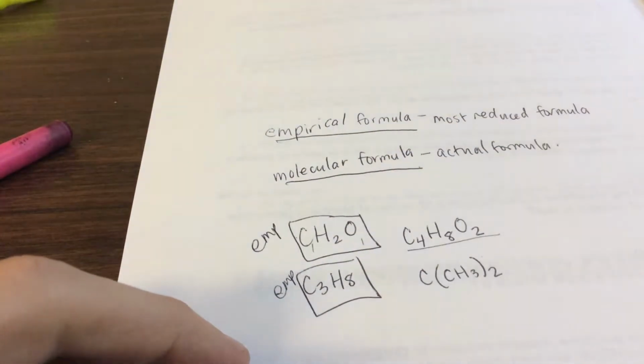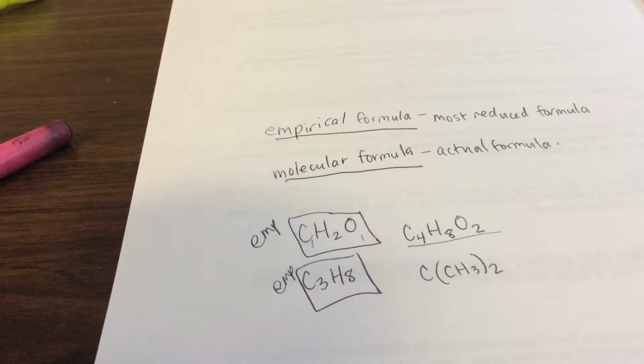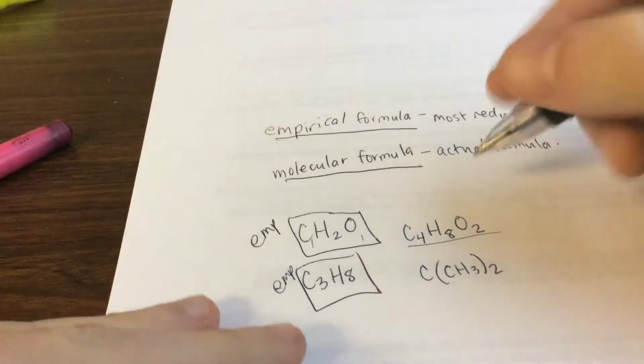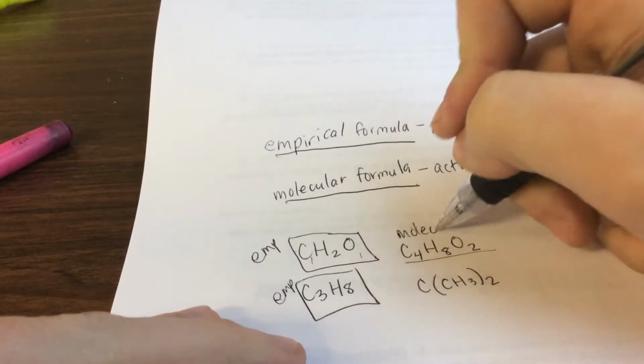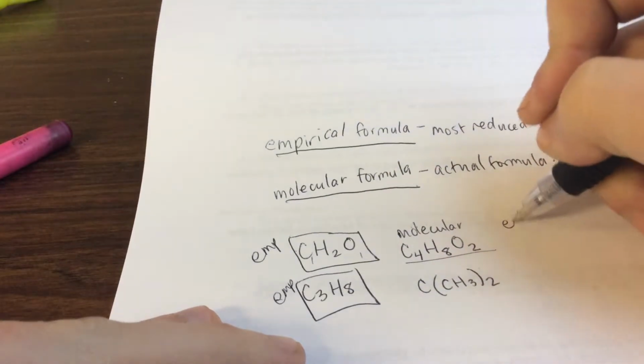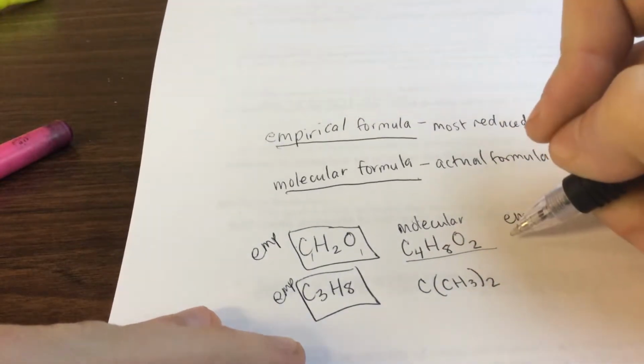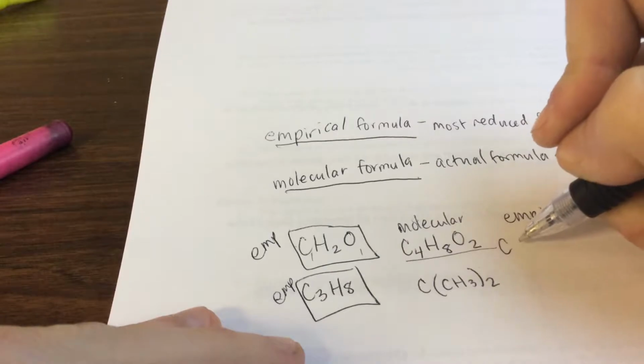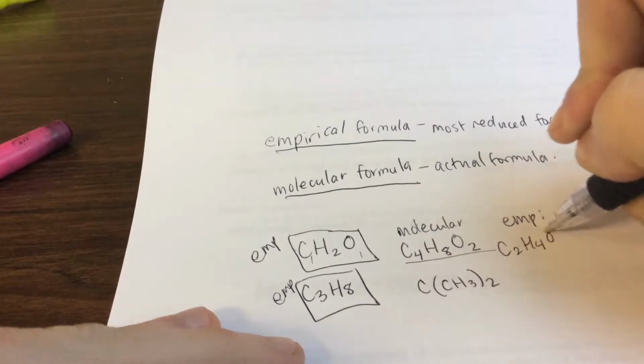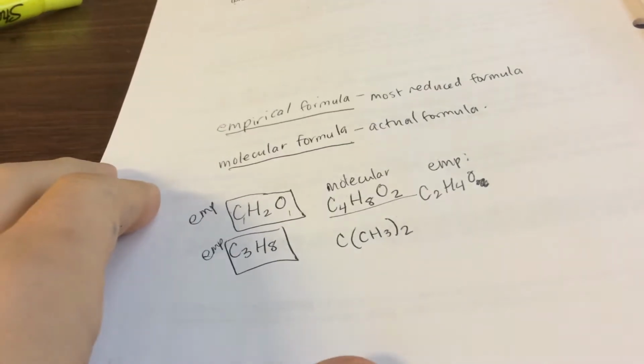Here for this formula, each of those numbers, each of those subscripts is divisible by 2. So this is a molecular formula. If we want to know what the empirical formula for it was, we would reduce it down. Divide each one by 2. C2H4.